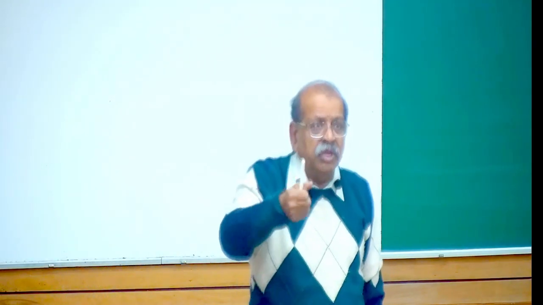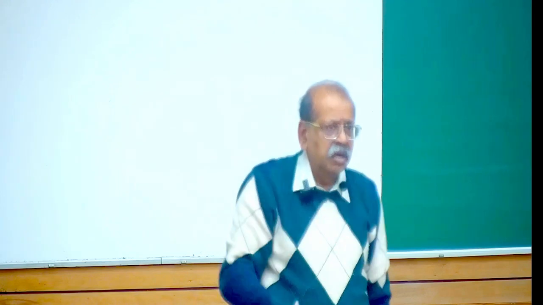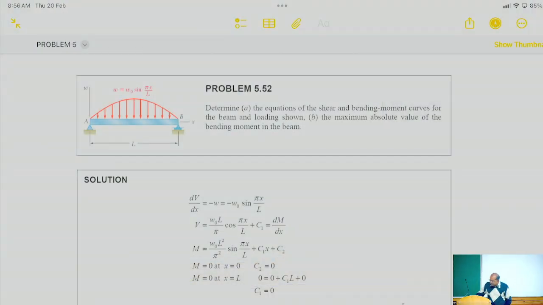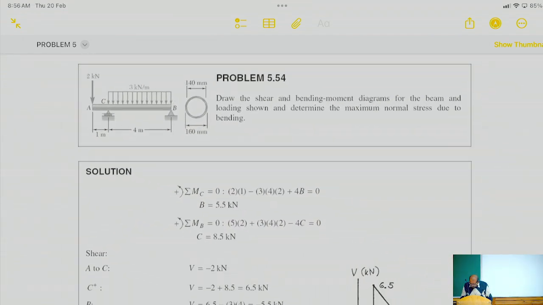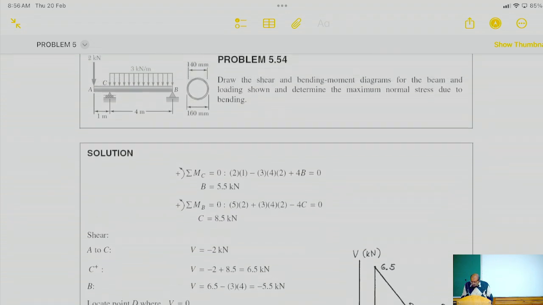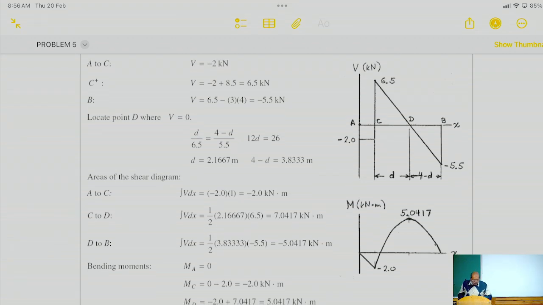I'm running through these because these are already given to you, but still I'm just telling you some of the salient features. In this one again, all we have to do is draw the bending moment diagram, get the maximum bending moment, and get the section modulus.